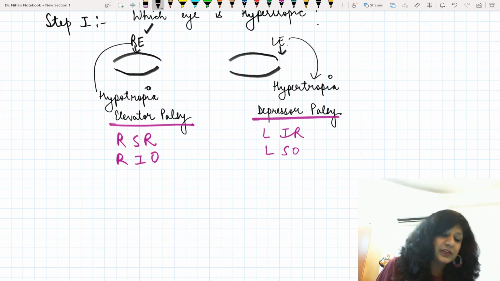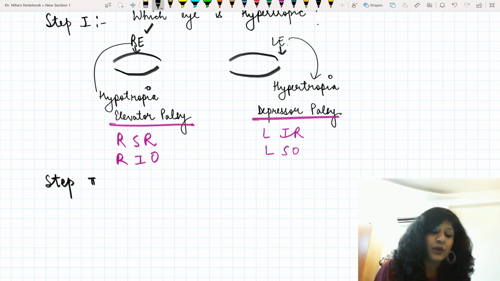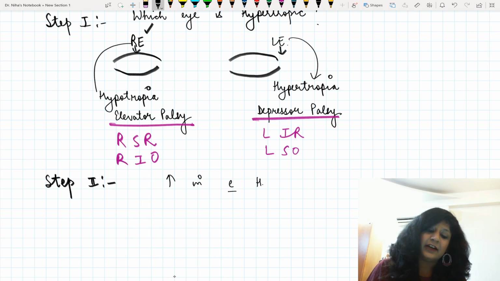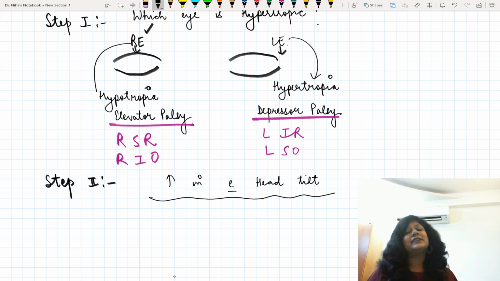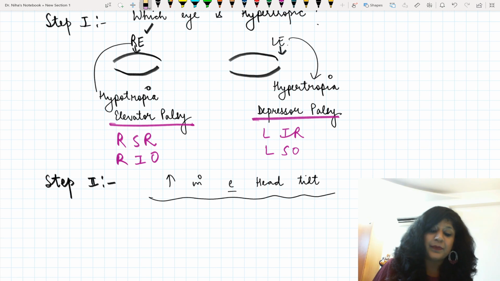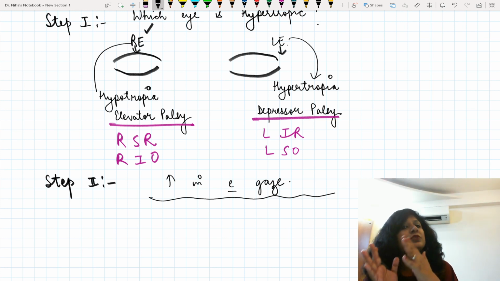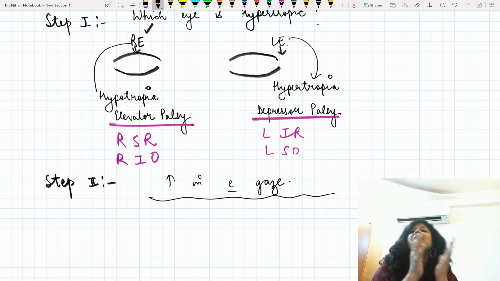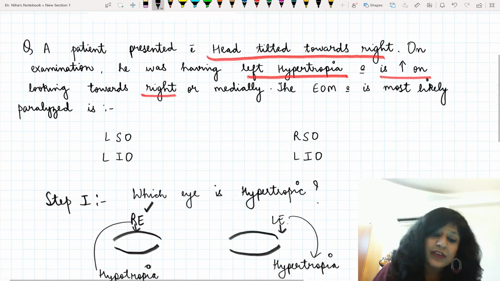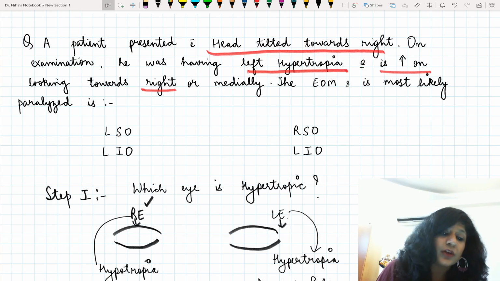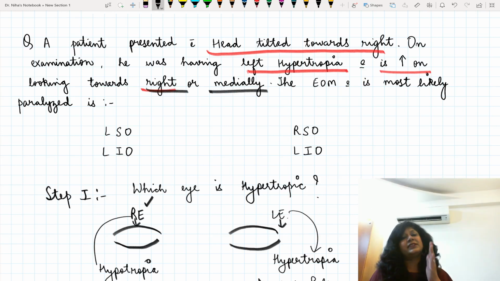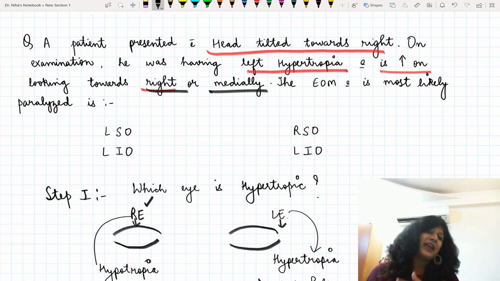Now step number 2. What you have to see is in which gaze the hypertropia is increasing. So whether it is increasing on seeing towards right or whether it is increasing in seeing towards left. Now they are saying that it is increasing on seeing towards the right or medially.